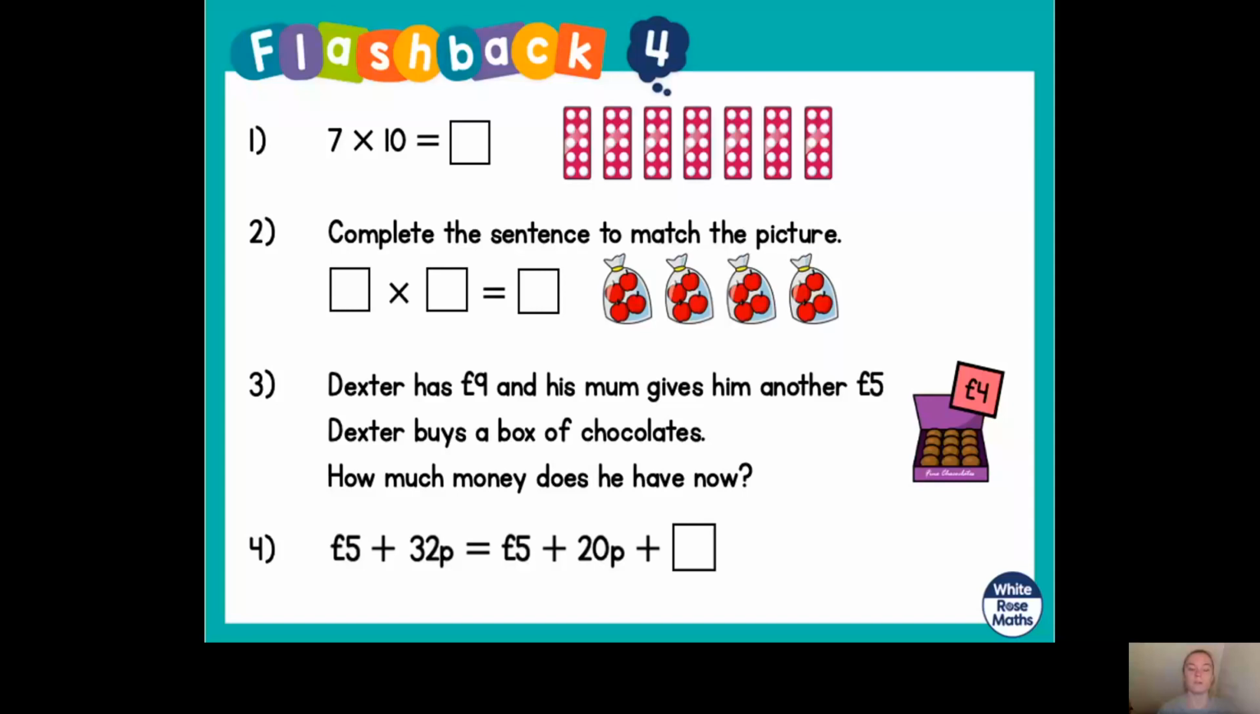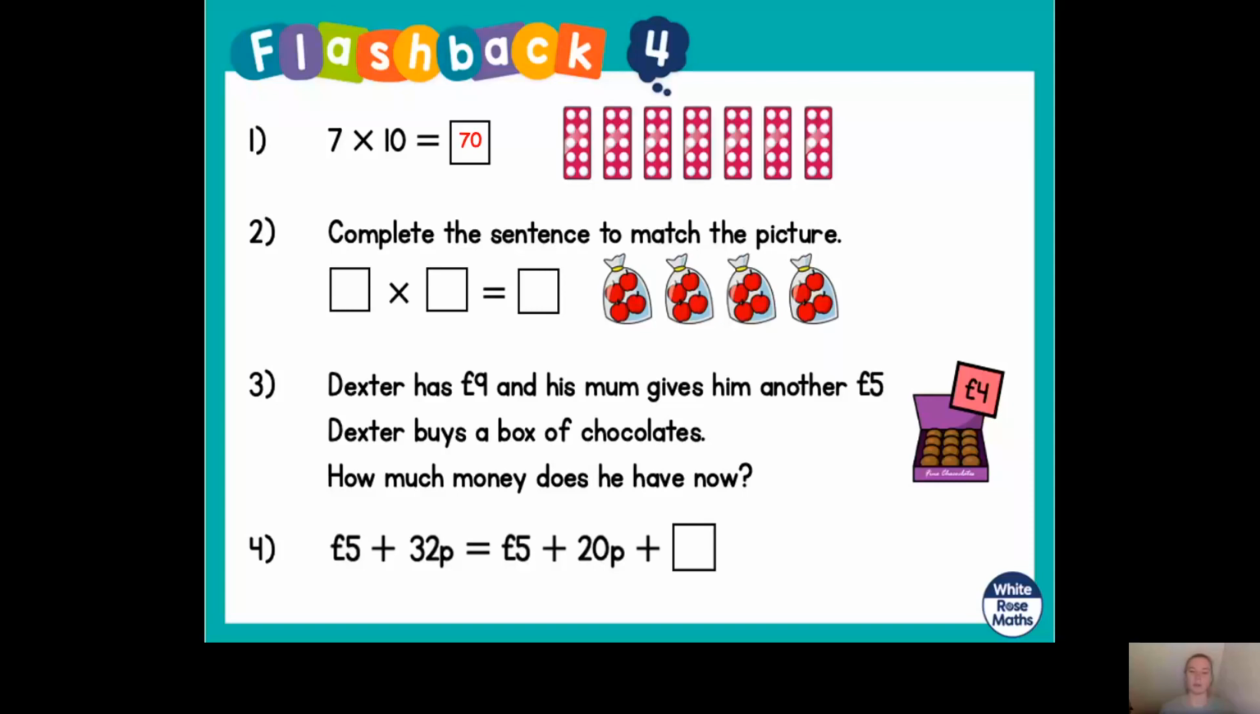So number 1, 7 multiplied by 10. Well, if we multiply something by 10, we make it 10 times bigger, okay? So 7 multiplied by 10 is 70. Now, should we count together in steps of 10 to see if we're correct? Okay, you ready? 10, 20, 30, 40, 50, 60, 70. Brilliant, we got it right.